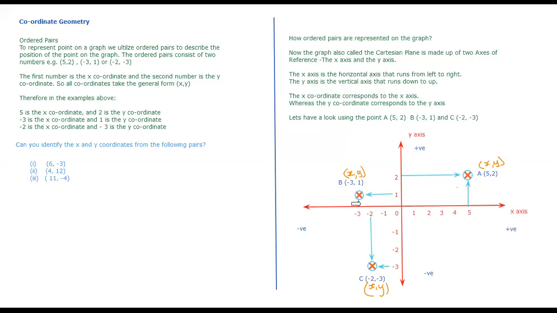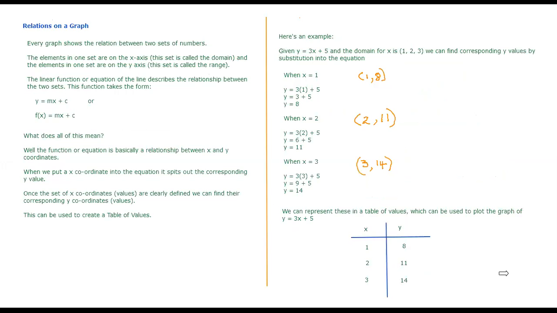All right, great. Today's lesson, we're looking at coordinate geometry. In this lesson, I'm going to be looking at ordered pairs, how we represent a point on a graph. Then we're going to move on to relations on a graph, so basically the equation of a line, or the linear function, sometimes it's called. And then how we use that linear function to create something called a table of values.